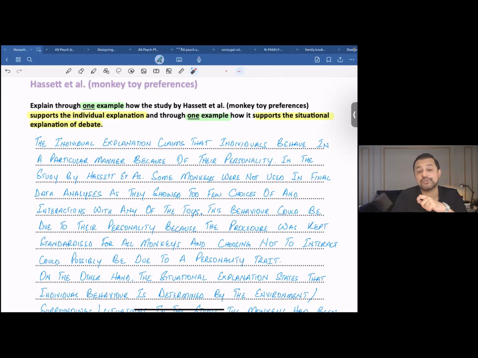Now, this particular question is demanding knowledge on the issues and debates, the individual and situational explanation specifically, number one. Number two, you should have an amazing understanding of the study conducted by Hassett et al. And then you'd apply them both together to be able to write this answer for an 8-mark question, because as you see, typically the examiner demands an answer based on two different things. As you see over here, they're demanding one example that supports the situational side of the debate and one example that supports the individual explanation of the debate.